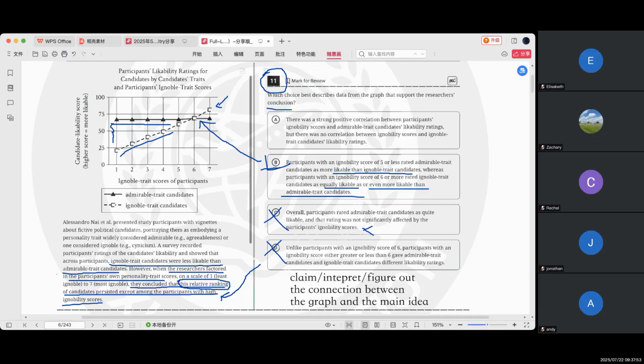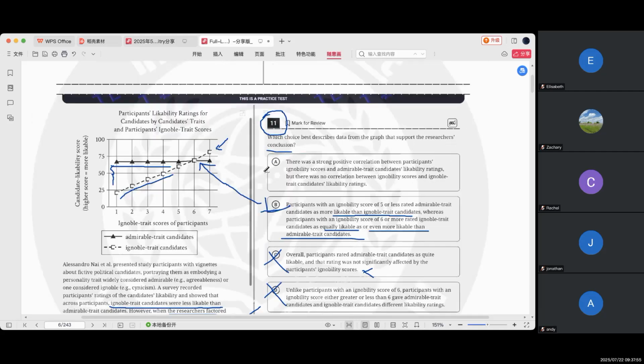All right, so that's basically the other mistakes in the first module. Are there any other reading questions in the second module you want to go over? If you do have some extra questions, you can type them in the chat box.